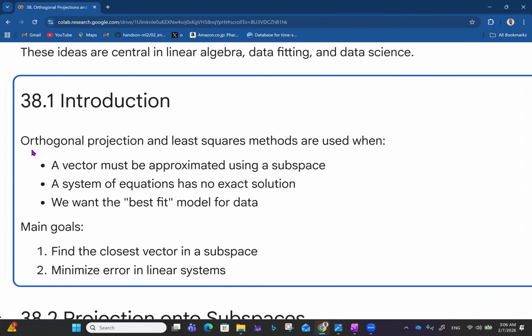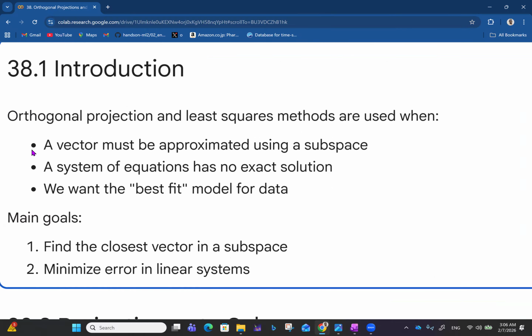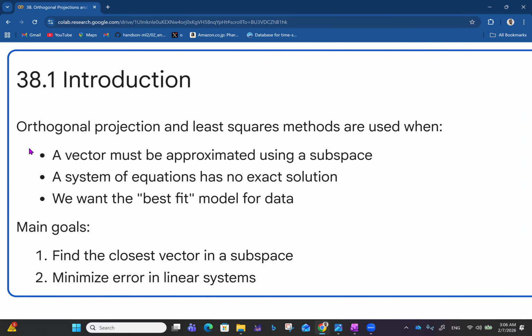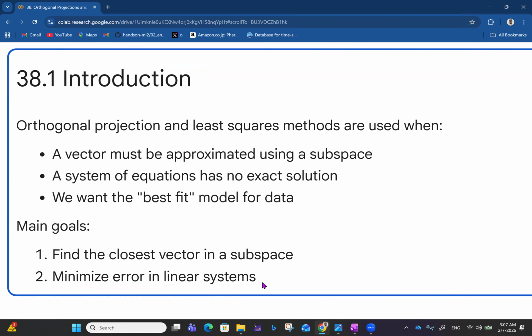So in the introduction, we see that orthogonal projection and least squares methods are used when a vector must be approximated using a subspace, or when a system of equations has no exact solution. So in some cases, we have no exact solution, right? We want the best fit model for data. So the main goals here will be to find the closest vector in a subspace and minimize error in linear systems. So we are approximating solutions to things that would not naturally have solutions.